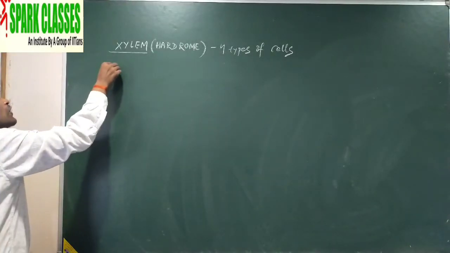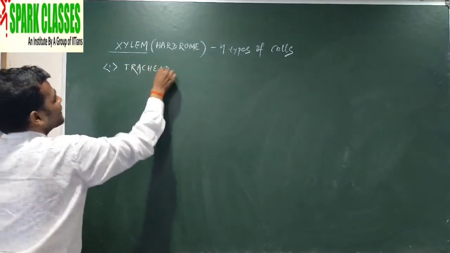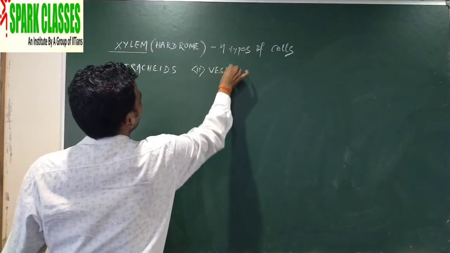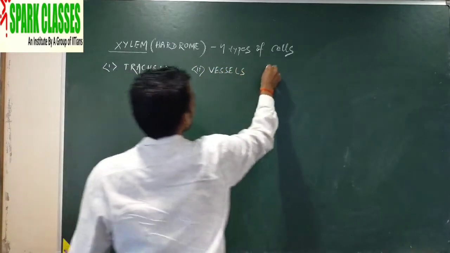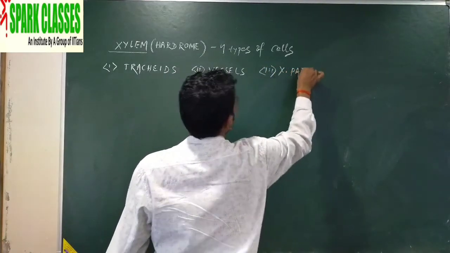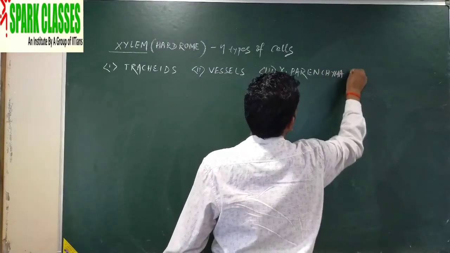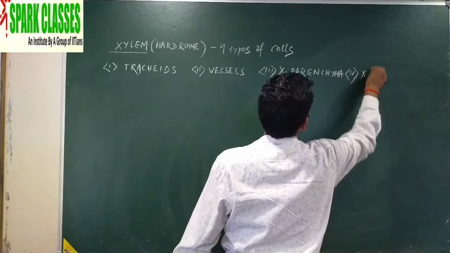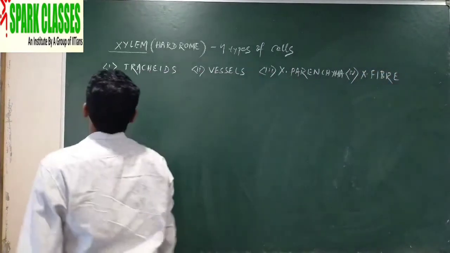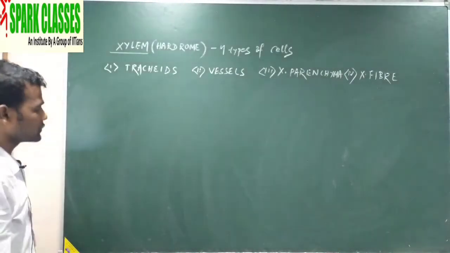Number 1 is known as tracheids. Second is known as vessels. Third is known as xylem parenchyma. And last is called xylem fiber. Number 4 is xylem fiber. So 4 kind of cells make the xylem. So that's why xylem and phloem are the complex permanent tissue.